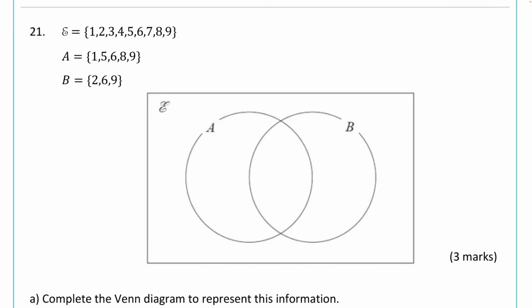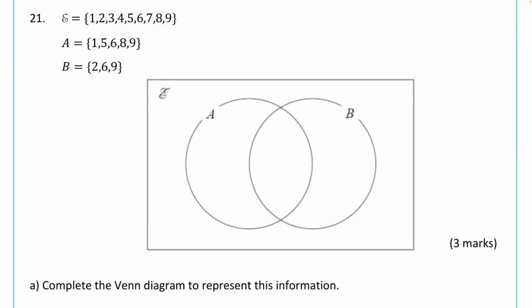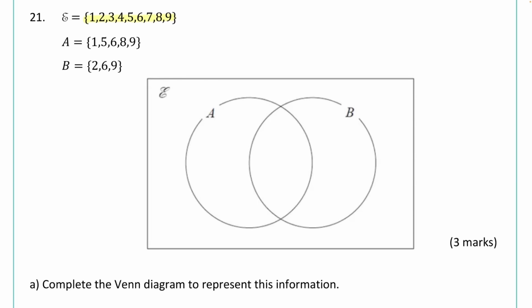Now our next question is a Venn diagram. It says all the numbers in the Venn diagram is 1, 2, 3, 4, 5, 6, 7, 8, 9. And then it tells us that in A we have 1, 5, 6, 8, 9. And in B we have 2, 6 and 9. So we have to complete the Venn diagram. Now for starters, we can only use the numbers from 1 to 9. They're only allowed to go in one position. We're not allowed to have any double ups, and all of them need to go somewhere.